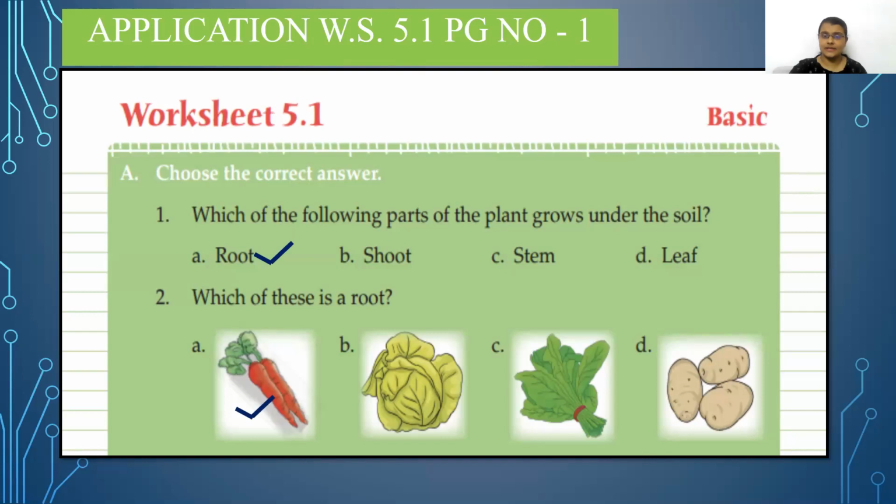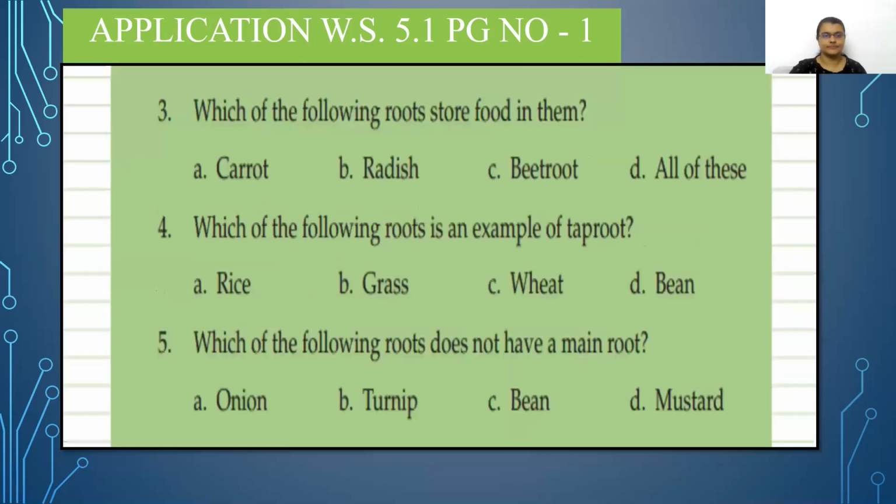So carrot, cabbage, spinach, potato. What is the correct answer? A, carrot. Third one, which of the following roots store food in them? Carrot, radish, beetroot or all of these? What is the correct answer? All of these. Fourth one, which of the following roots is an example of taproot?